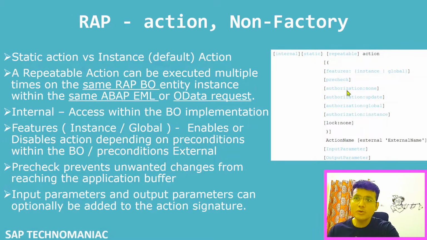For the factory actions, you can see there are different characteristics available. The factory actions can be internal. What I mean by internal: by default, factory actions can be called from the front end, or some other business object can call this business object's factory actions. That is possible. But if you want to create one action which can be called within that particular business object only, and can't be called from the front end or some other business object, then we will define it as an internal factory action.